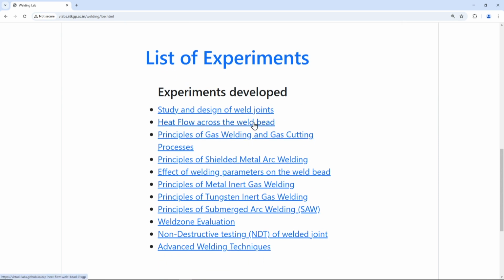Study and design of weld joints, heat flow across the weld bead, principles of gas welding and gas cutting processes, principles of shielded metal arc welding, effect of welding parameters on weld bead, principles of metal inert gas welding, principle of tungsten inert gas welding, principle of submerged arc welding, weld zone evaluation, non-destructive testing of welded joints, and advanced welding techniques. Because this is a basics course, I will not talk about weld zone and heat affected zone, etc. I will just walk you through certain welding processes.